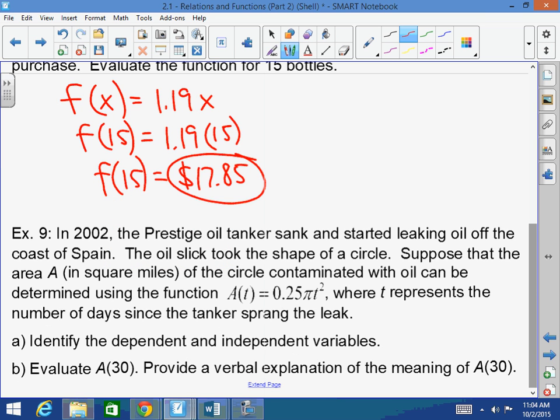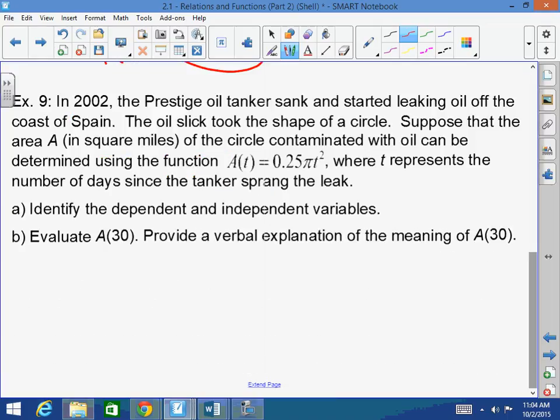And last but not least, in 2002, the Prestige oil tanker sank and started leaking oil off the coast of Spain. The oil slick took the shape of a circle. Suppose that the area A in square miles of the circle contaminated with oil can be determined using the function A of t equals 0.25 pi t squared, where t represents the number of days since the tanker sprang the leak. Identify the dependent and independent variables here.